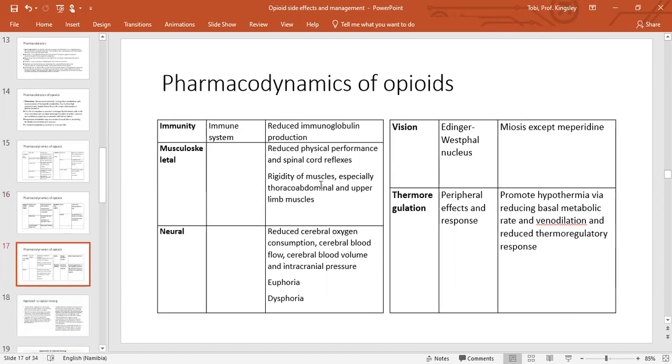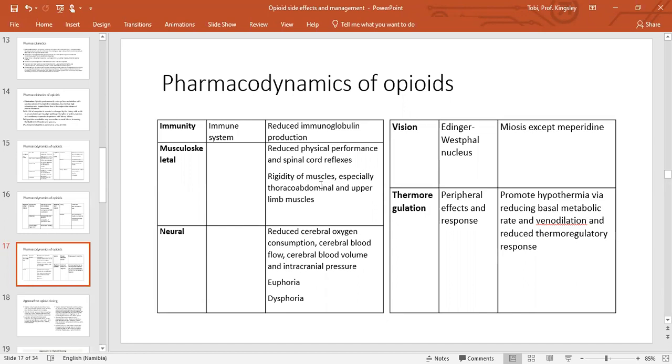Immunity, most opioids cause reduced immunoglobulin production. It makes your patients susceptible to some infections. Musculoskeletal system, there's reduced physical performance and spinal cord reflexes. There may even be rigidity of muscles. A lot of times we see this with high dose of fentanyl, as high as 10 micrograms per kg, sometimes which are useful in cardiac surgery. You may have thoracoabdominal and upper limb muscle rigidity, and you need to be aware of that and look out for it.